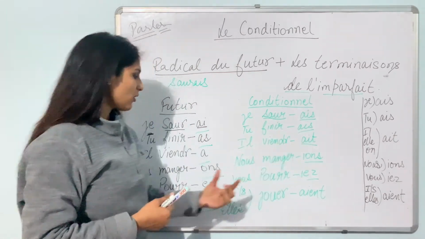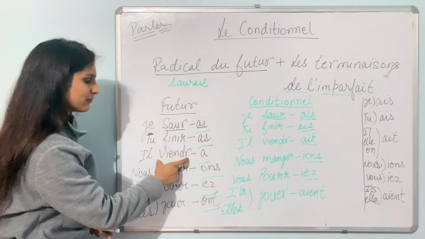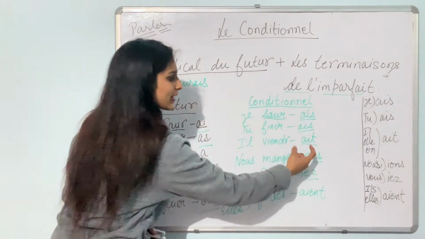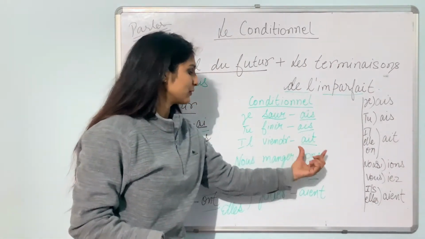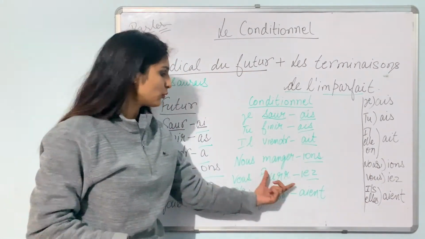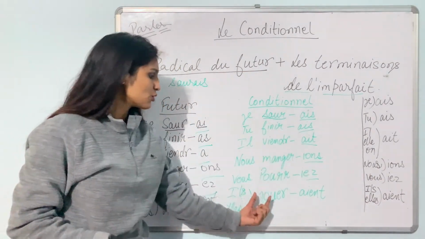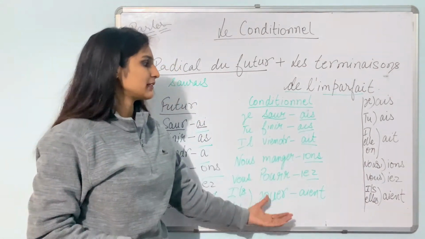Il viendrait. Over here it was il viendra in future. So I picked up only my viendra and then I added the terminaison of my imperfect. So it becomes il viendrait. Nous mangerions. Vous pourriez. Il jouerait. Elle jouerait. So that is how your conditional tense is formed.